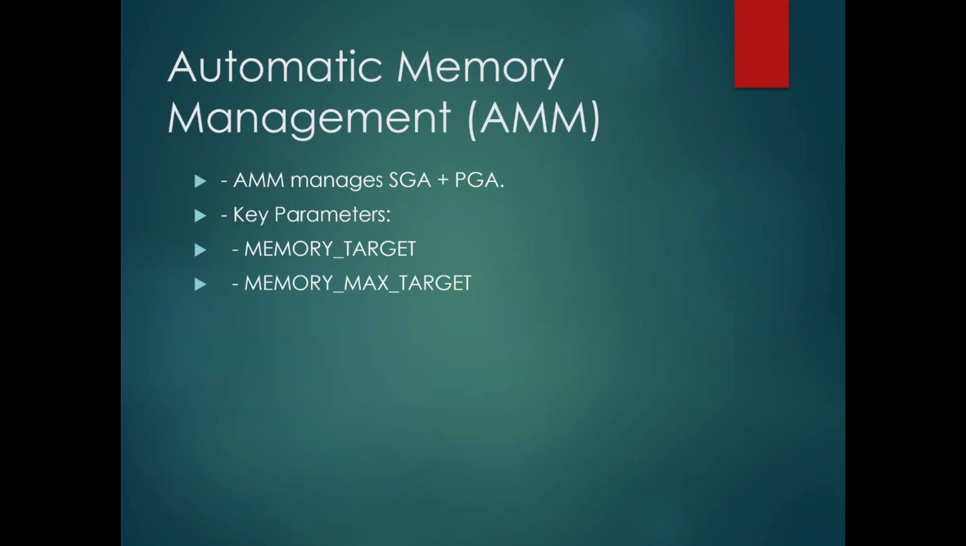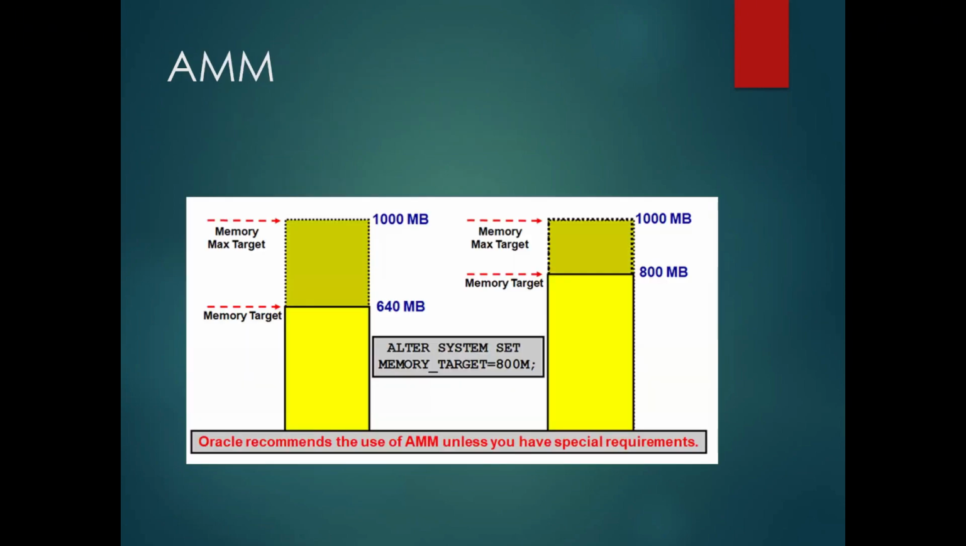Inside the tuning, we call one AMM, automatic memory management. So we set for every SGA and PGA, there is some memory limit. So memory_target and memory_max_target. You can see the diagram. So memory target and memory maximum target. For example, in your environment, you are setting 640 MB. Then the processes will go up to a maximum of 640. If you have any issues with more than that, you have to change it accordingly.